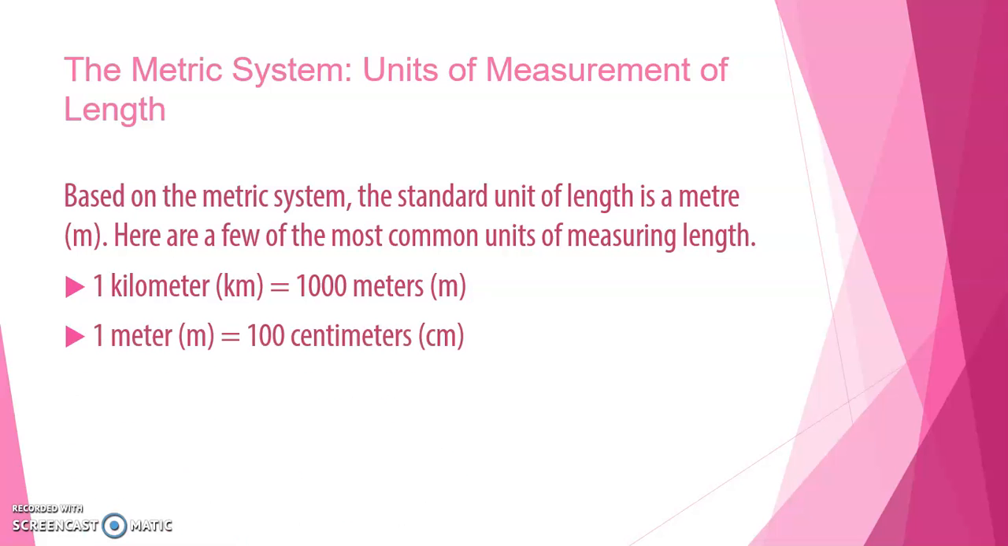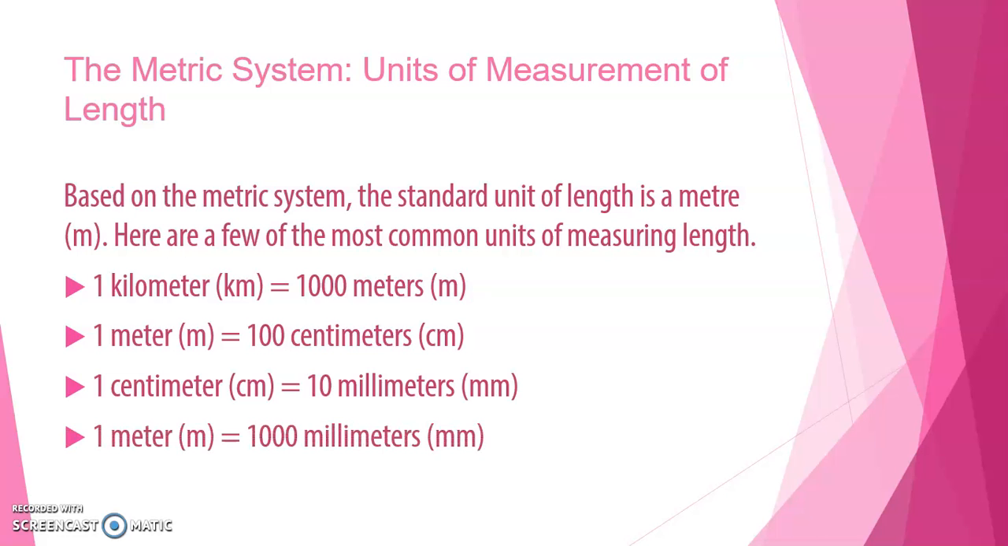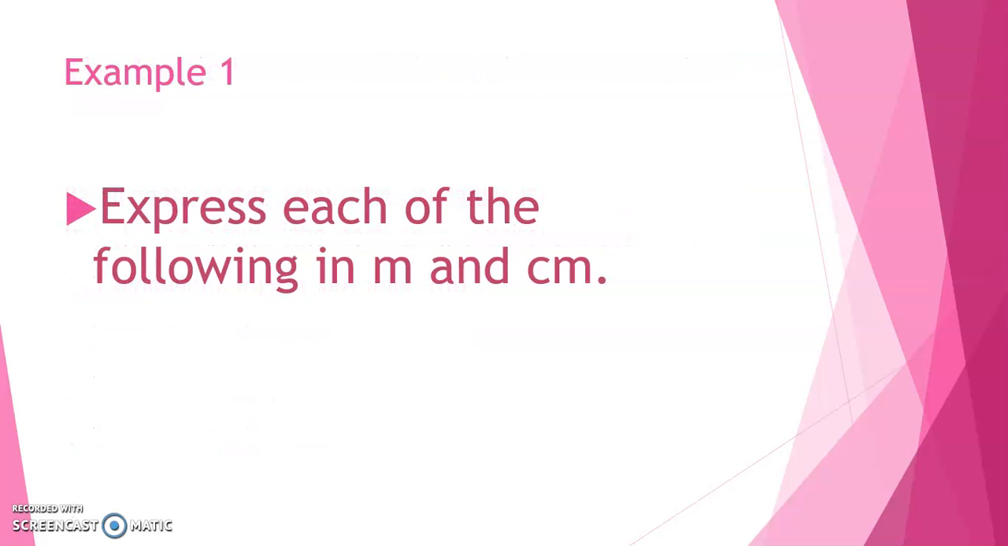And the centimeter. What is the centimeter? 1 meter is equivalent to 100 centimeters. And a centimeter is equivalent to 10 millimeters. Also, 1 meter is 1,000 millimeters. Let us look at some examples.